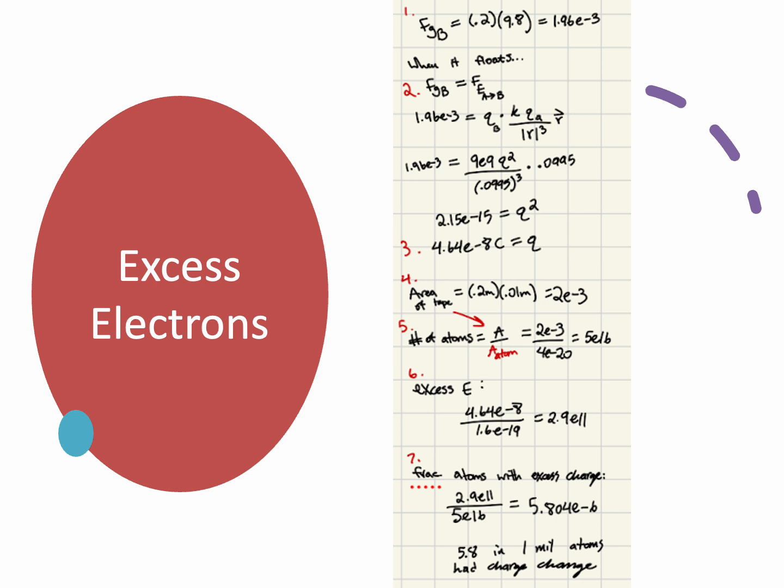For the fraction of atoms with excess charge, that was given by the solution to the previous step divided by the number of atoms. That yielded 5.804 times 10 to the negative 6 power, or otherwise about 6 in 1 million atoms in the piece of tape had acquired some type of charge.